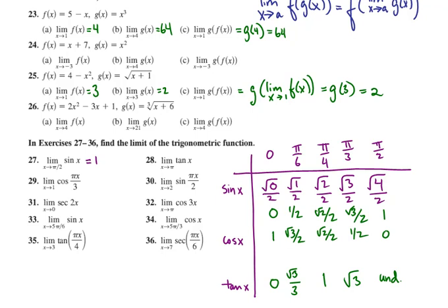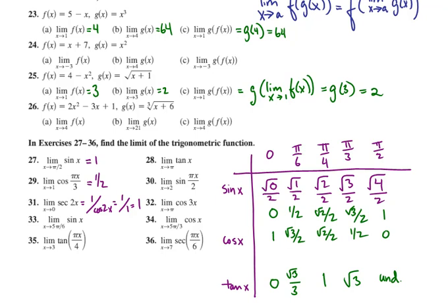Number 29. Limit as x approaches 1 of cosine of pi x over 3. We're just going to plug in the 1 for x. Cosine of pi over 3 is 1/2. Limit as x approaches 0 of secant of 2x. So that's 1 over cosine of 2x. 2 times 0 is 0. Cosine of 0 is 1. 1 over 1 is 1. And I'll just write those steps out so that you can see how that unfolded.